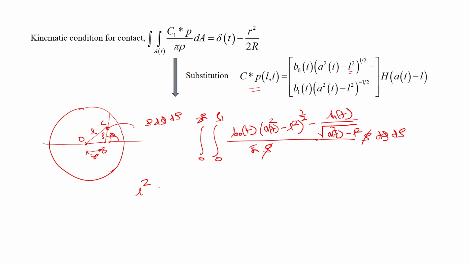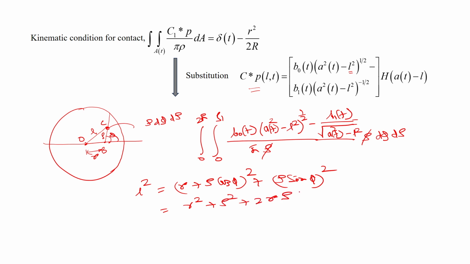So, this L square is equal to (r + ρ cos φ) squared plus (ρ sin φ) squared. These things we have done earlier. And so we can write it as r squared plus ρ squared plus 2rρ cos φ. And you can also get a solution for ρ1 by solving this equation.